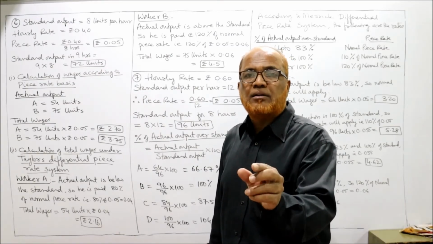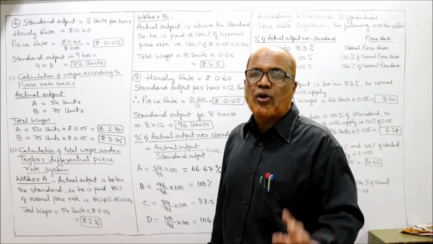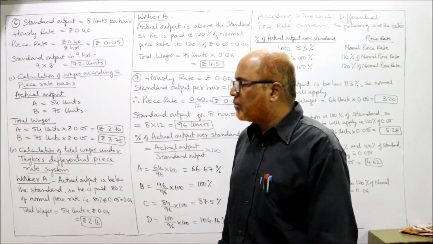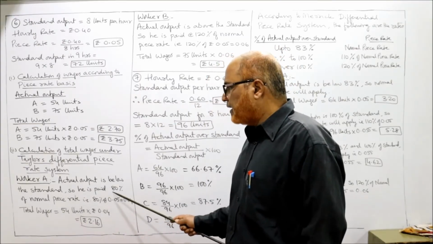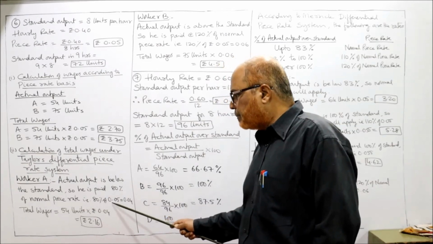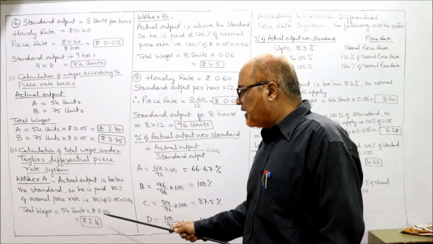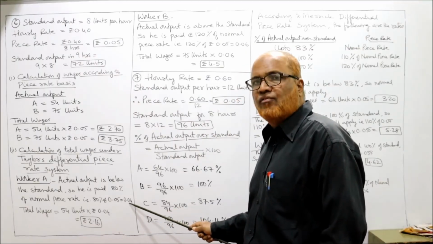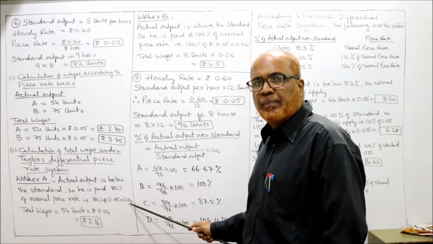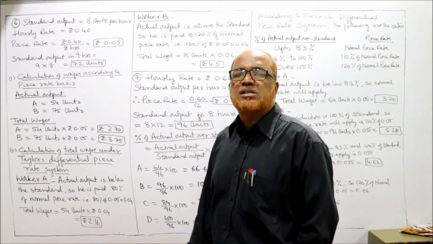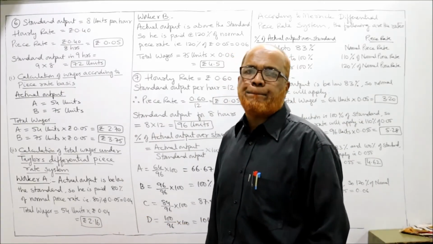So he should be paid 80% of normal piece rate. He is paid 80% of normal piece rate, that is 80% of 0.05. Normal piece rate is 0.05. So 80% of 0.05 is 0.04. This is the piece rate that will be applied. So 54 units into 0.04, 2.16 are the wages for worker A.